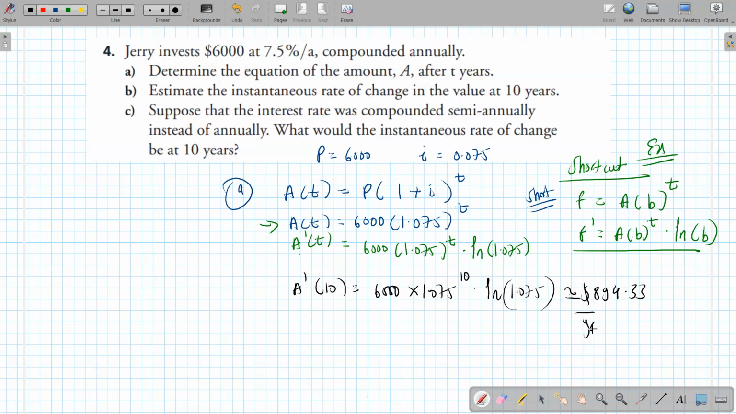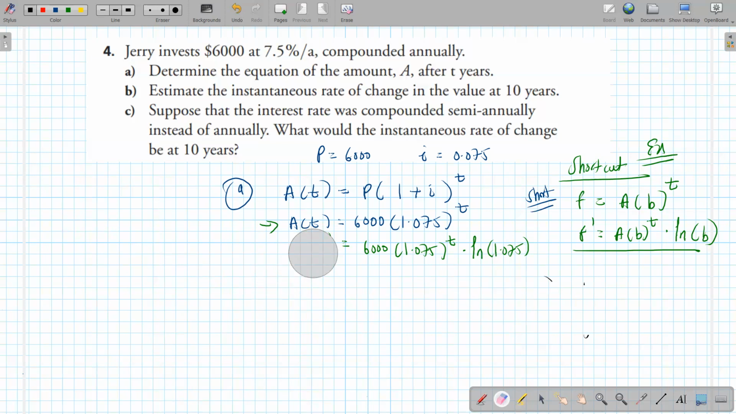Part C is a little bit different. It says, suppose that the interest rate was compounded semi-annually. What would be the instantaneous rate of change at 10 years? So far we've assumed that it was being compounded annually, which means once a year. Semi-annually means it's going to be compounded every 6 months. So how is that going to change our things? This is what's going to happen.